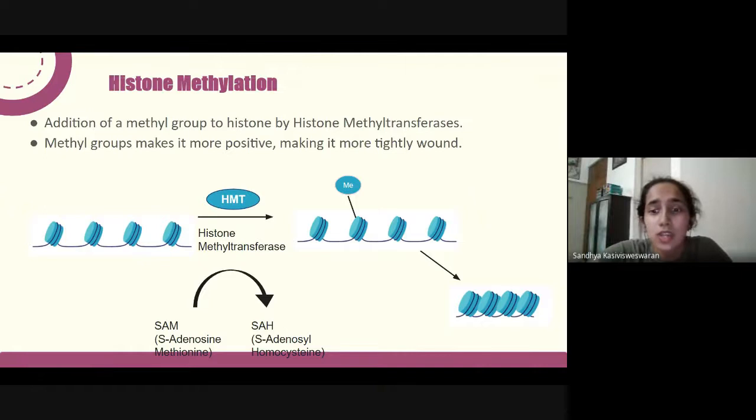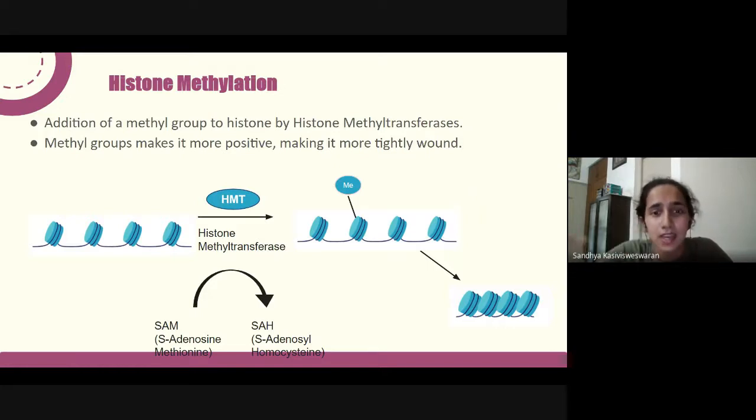So when it's so tightly bound, the enzymes that need to access your DNA in order to convert it to mRNA and then to proteins cannot access it anymore. So your genes are silenced in the sense that the proteins that they code for are not actually made.